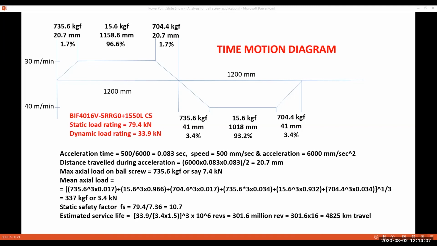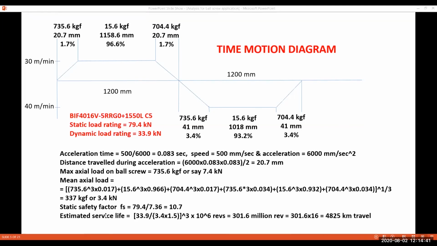Now, for calculating the static safety factor, use the static load rating given here. You see, I had selected a ball screw 4016, assume in this case. So for 4016B from the catalog, I read the static load rating and the dynamic load rating. I calculate the static safety factor using the static load rating and the maximum load. So 79.4 divided by 7.4 kilonewton, 10.7 is the static safety factor.